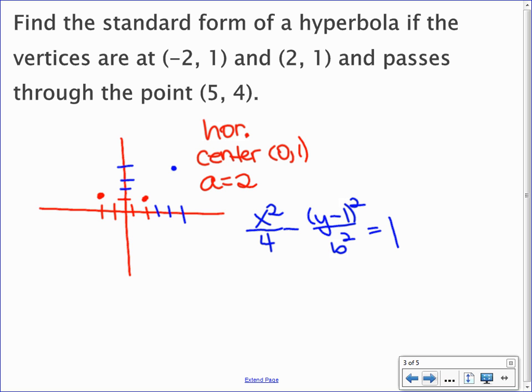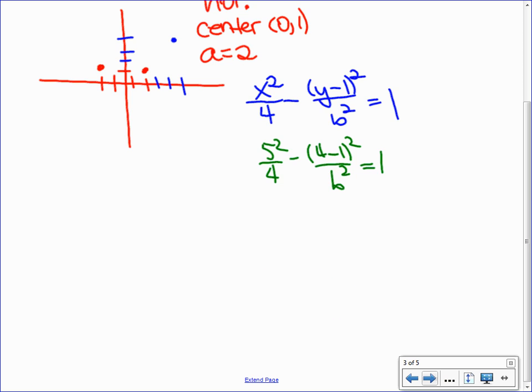Okay? This is your third time around with these. If they give you a point, an extra point, more than likely you're going to have to plug it in. So we know that 5, 4 satisfies our equation. So we have 25/4 minus, what's 4 minus 1, the quantity squared? 1.